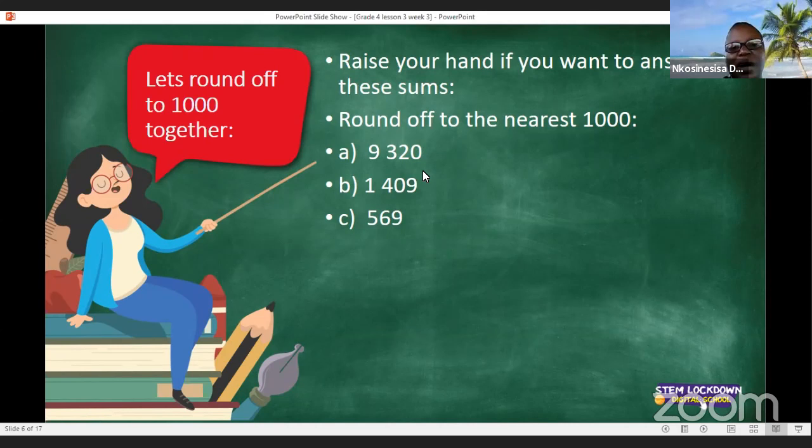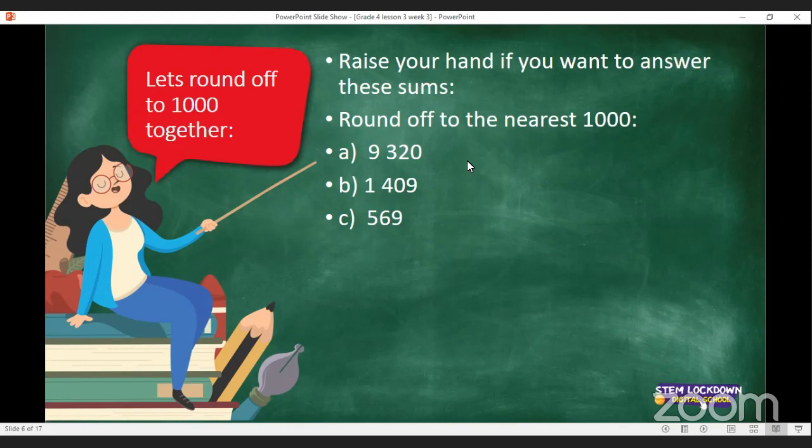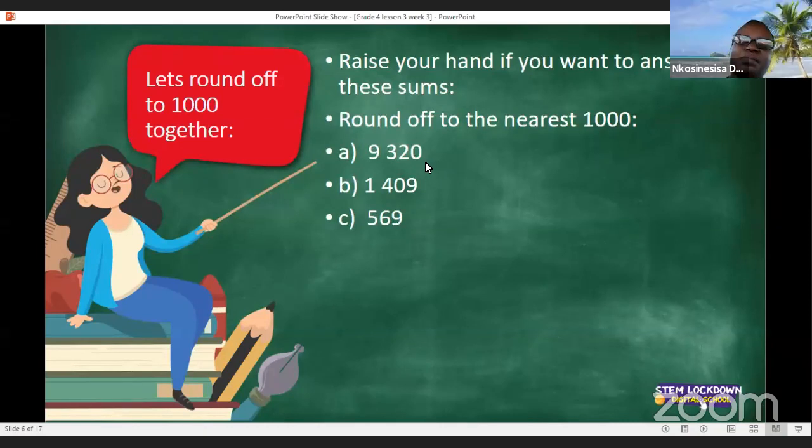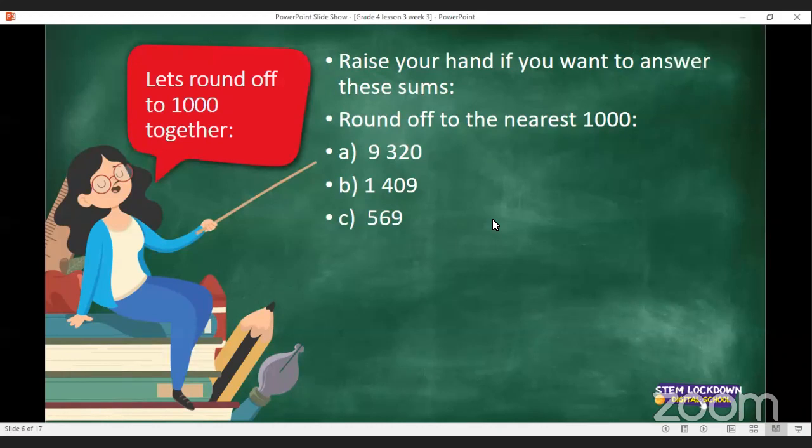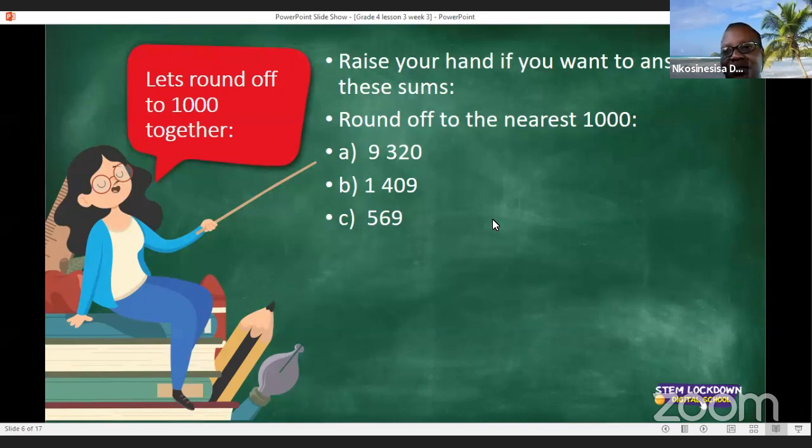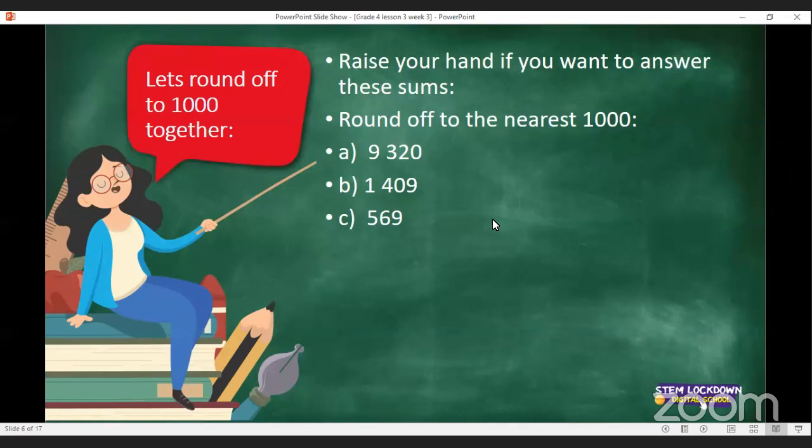So would you like to answer for us 9,320 to the nearest 1,000? 9,300. Remember what I just explained about the rounding coaster? Or do you want to give someone a chance, someone to answer? Give someone a chance. Okay, all right. Now who is unmuted for us? Zoe. Where? I can only unmute me. Okay, who is unmuted, ma'am?